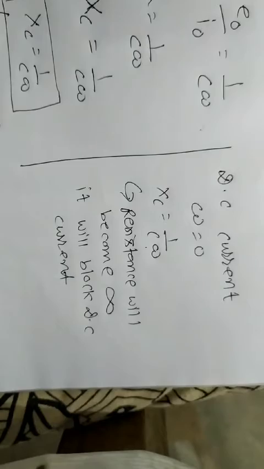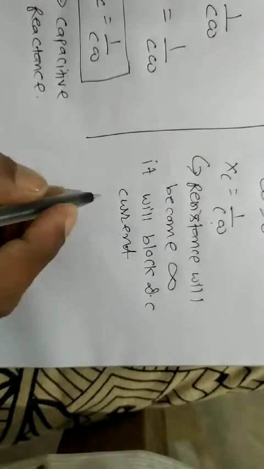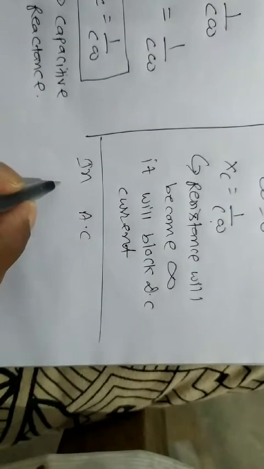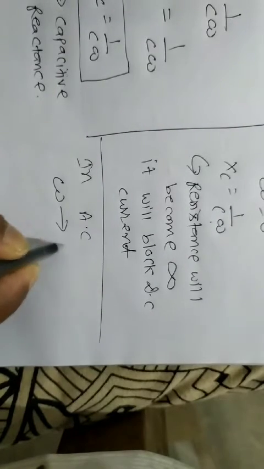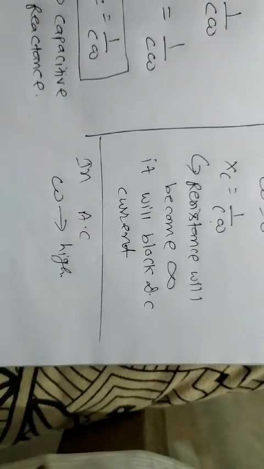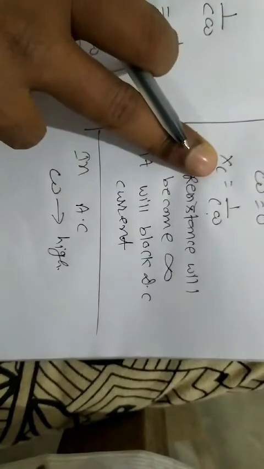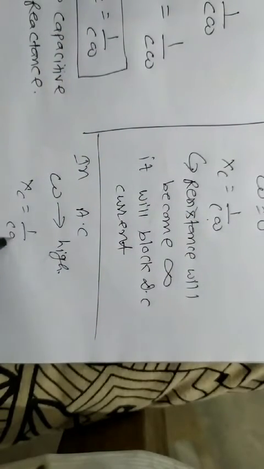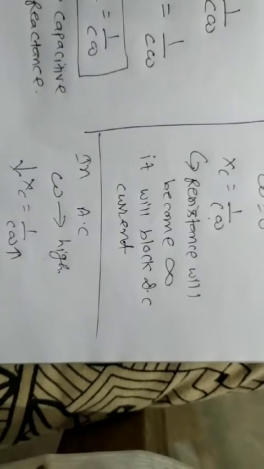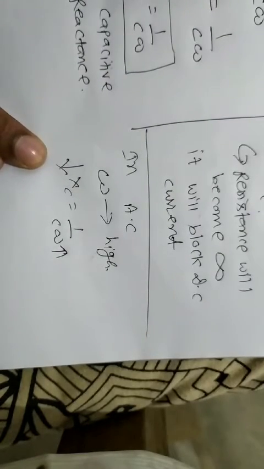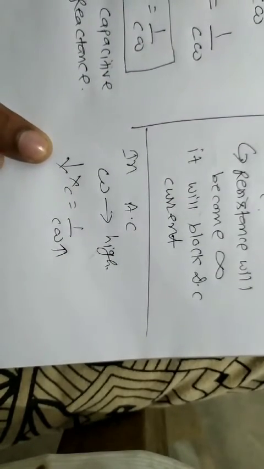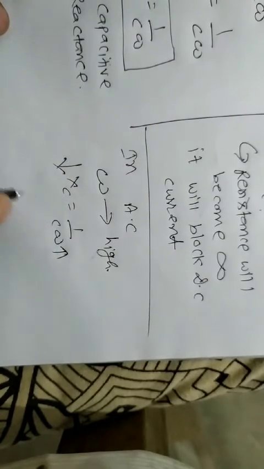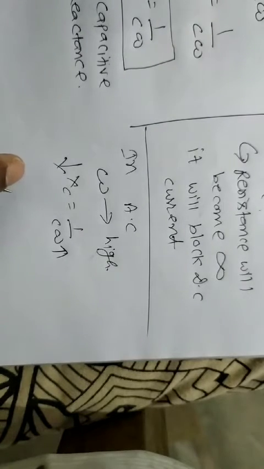But if I talk about AC, then in AC current, omega will have a high value. If omega value is high, then XC will have some value. Here see, XC is equal to 1 by C omega. If omega increases, XC will decrease. That means capacitive reactance will decrease, that means resistance will decrease. Capacitive reactance is actually a resistance. So if omega increases, XC decreases, and if resistance decreases, current will increase.